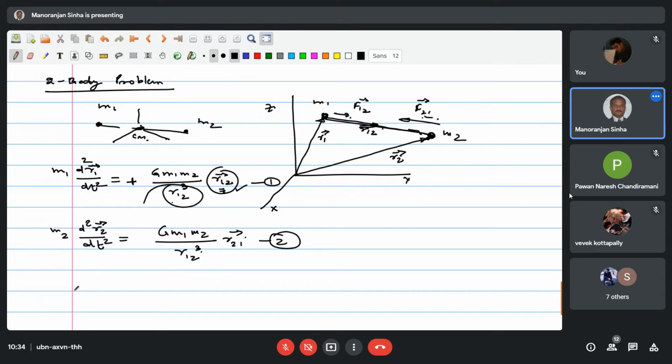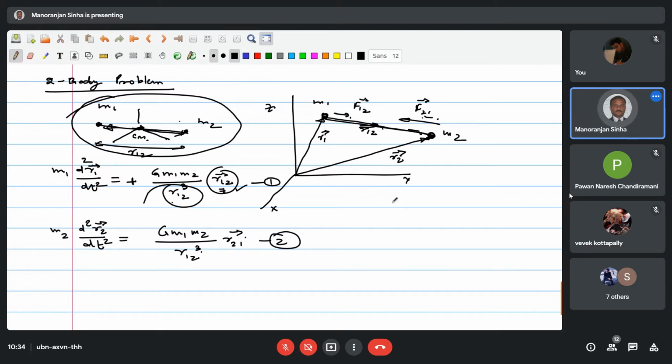Now instead of taking this approach where we take the center of mass and then get this distance from here to here, knowing that this distance is r1 to, and then writing the equation of motion.